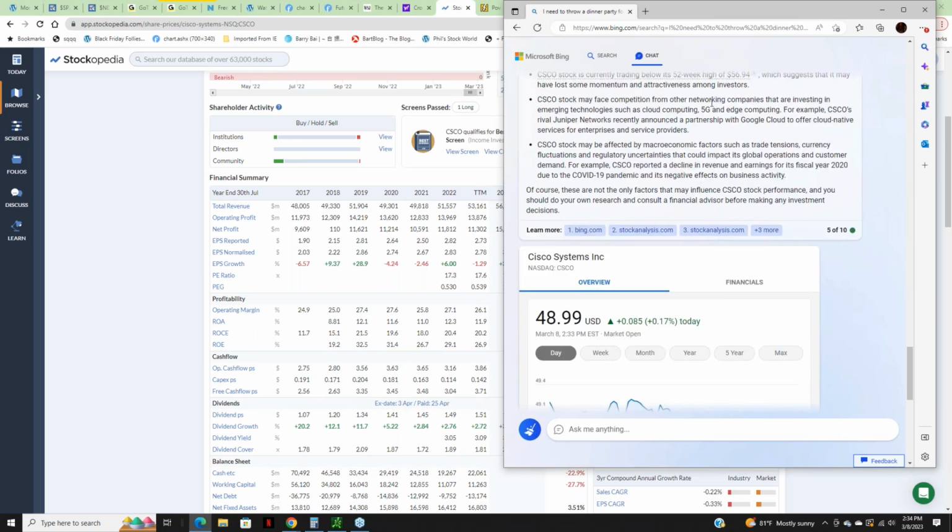Cisco stock may face competition from other networking companies investing in emerging technologies, 5G and Edge. For example, Cisco's rival Juniper Networks recently announced a partnership with Google Cloud to offer cloud native services for enterprises and service providers. Cisco stock may be affected by macroeconomic factors such as trade tensions, currency fluctuations. That could always happen, blah, blah, blah. Cisco reported a decline in revenue and earnings for its fiscal 2020 due to the COVID-19 pandemic. 2020, and of course, these are not the only factors.